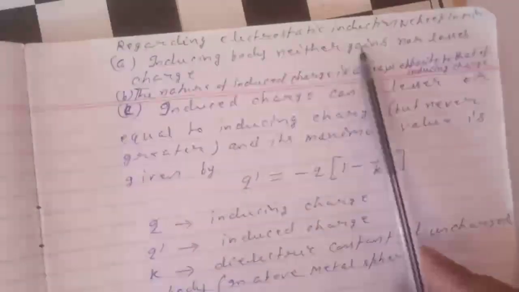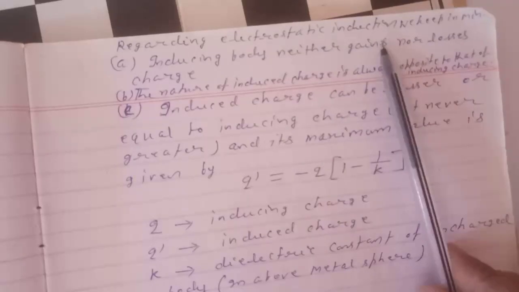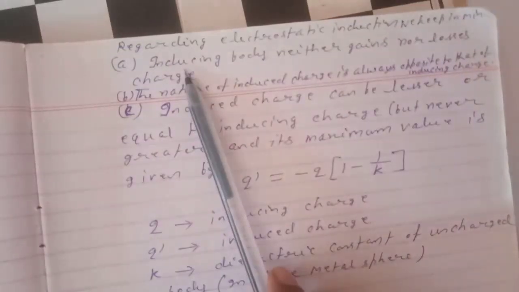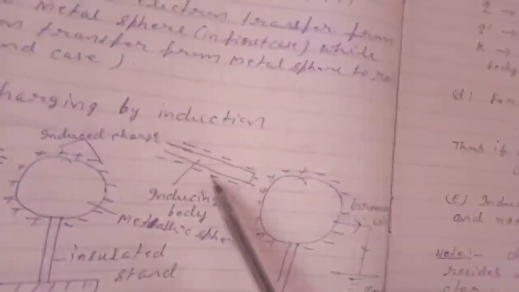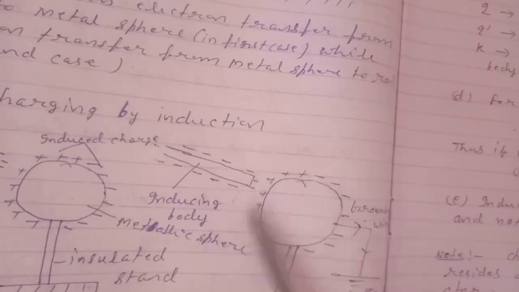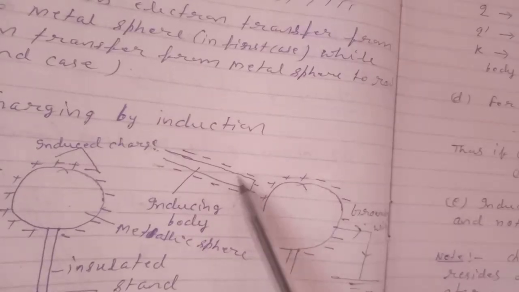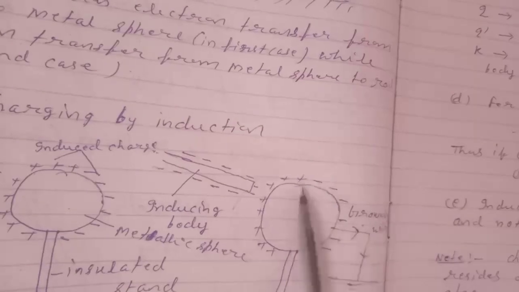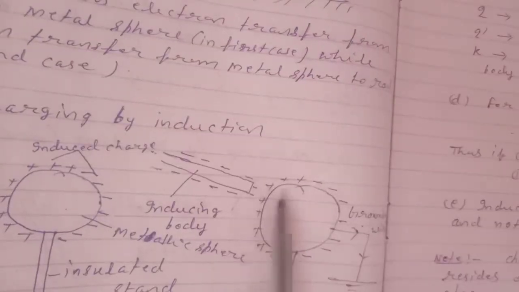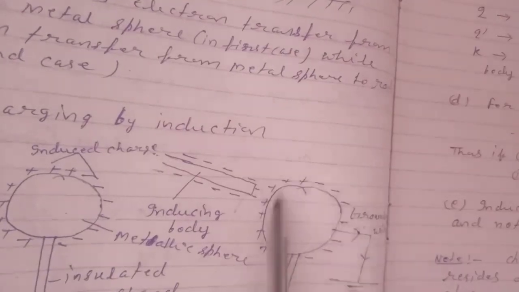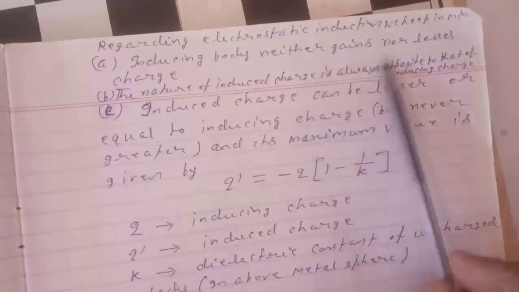Now regarding electrostatic induction, we have to keep some points in mind. A: the inducing body neither gains nor loses charge. Here the rod is the inducing body, because we bring this rod to induce charge in this body. The body is not touched, so no transfer of electrons takes place, only redistribution of charge in this body. The negative charge comes to this side, and the positive charge remains on this side.